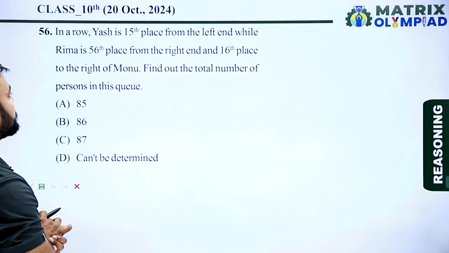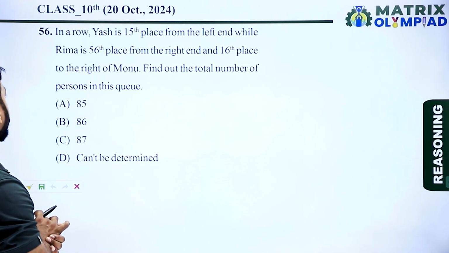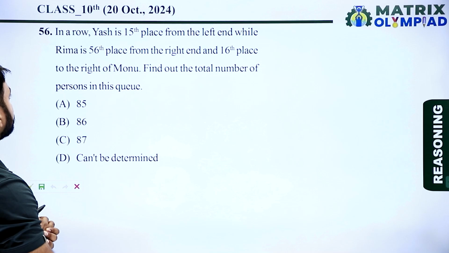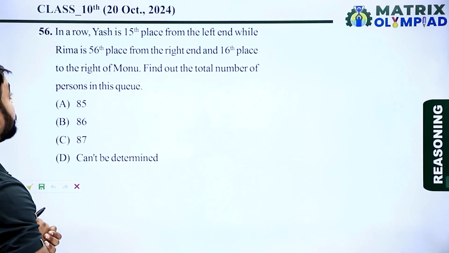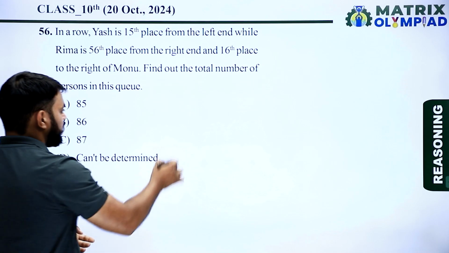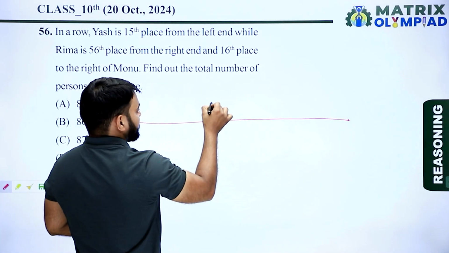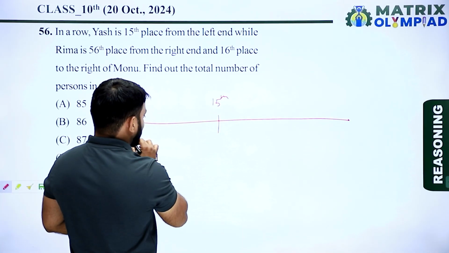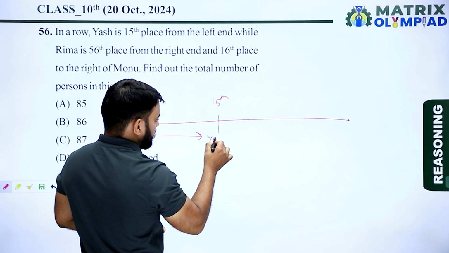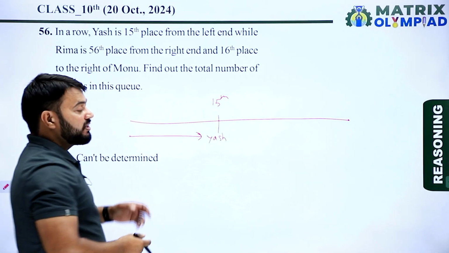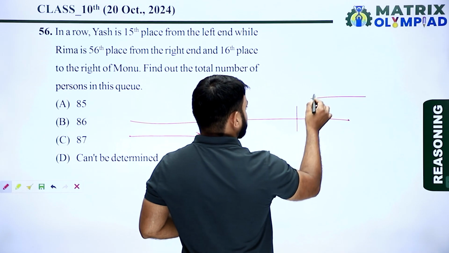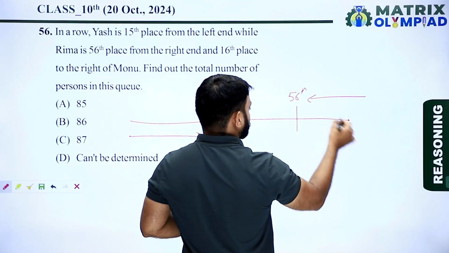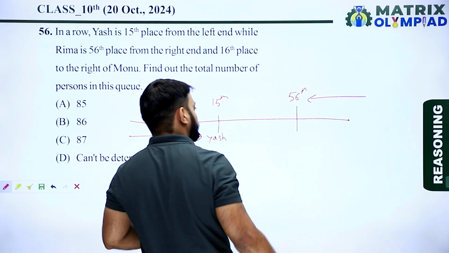In a row, Yash is 15th place from the left end and Rima is 56th place from the right end and 16 places to the right of Monu. Find out the total number of persons in this queue. Yash is 15th place from the left of the row. So this is the left side of the row. And Rima is 56th place from the right. And this is the right side of the row.